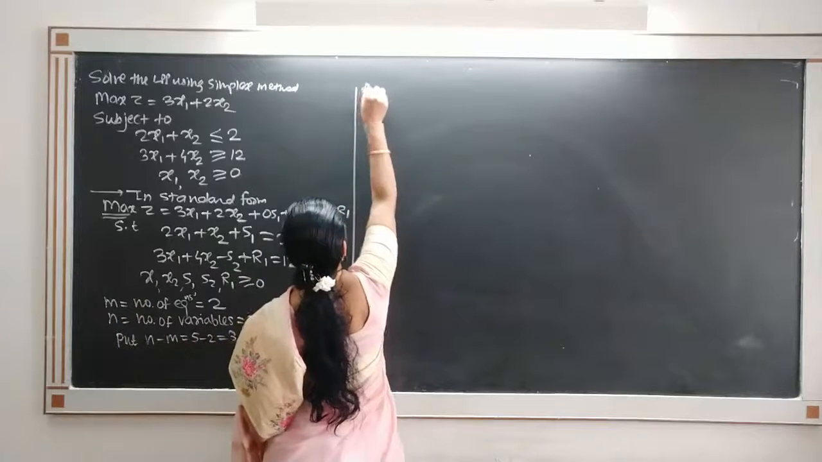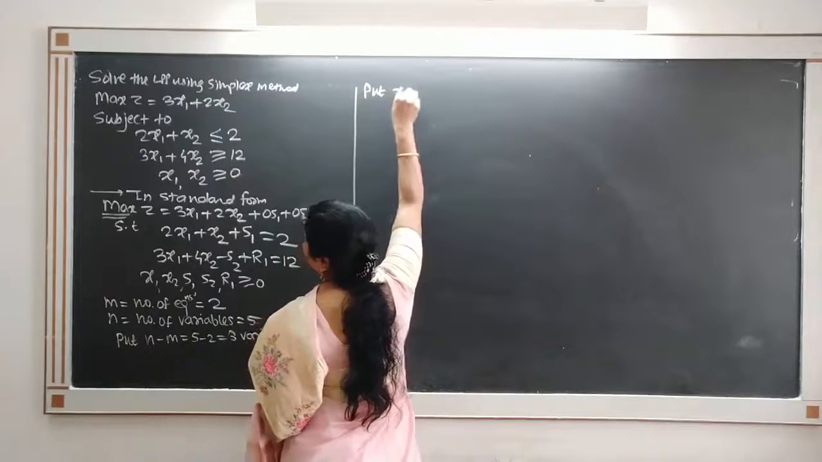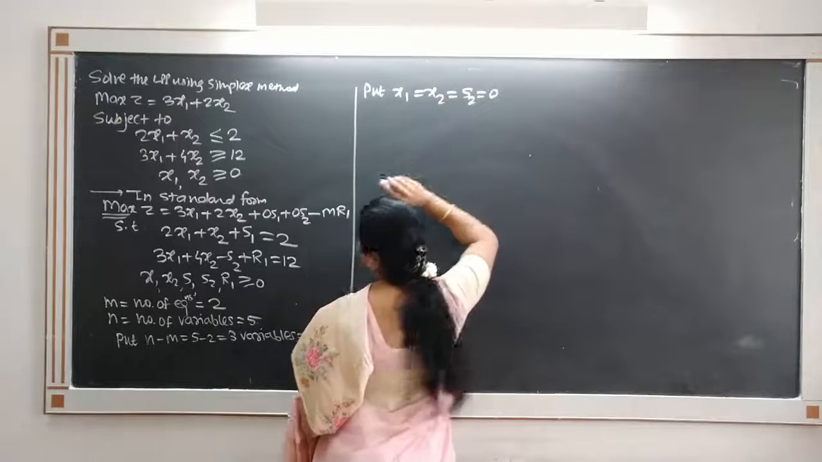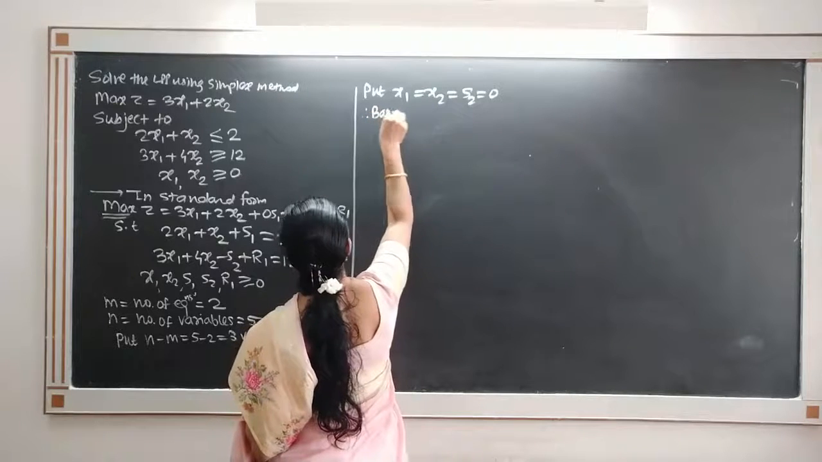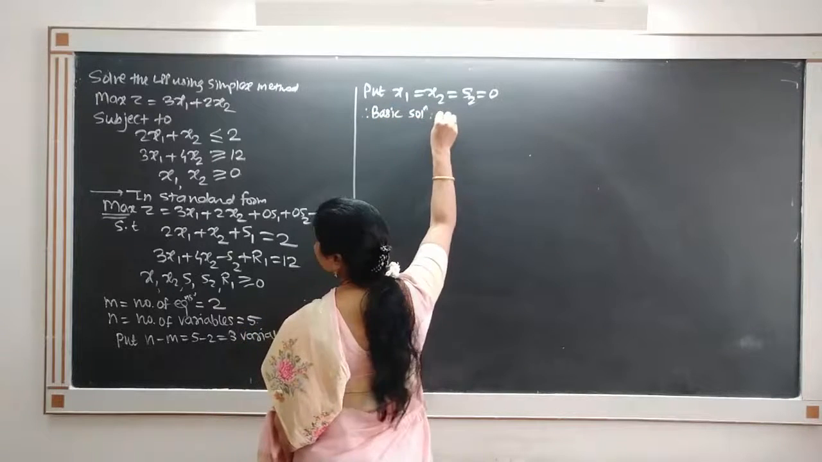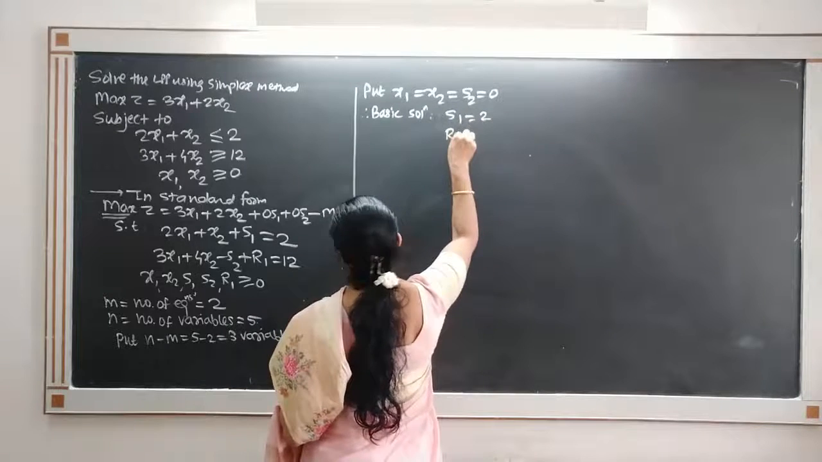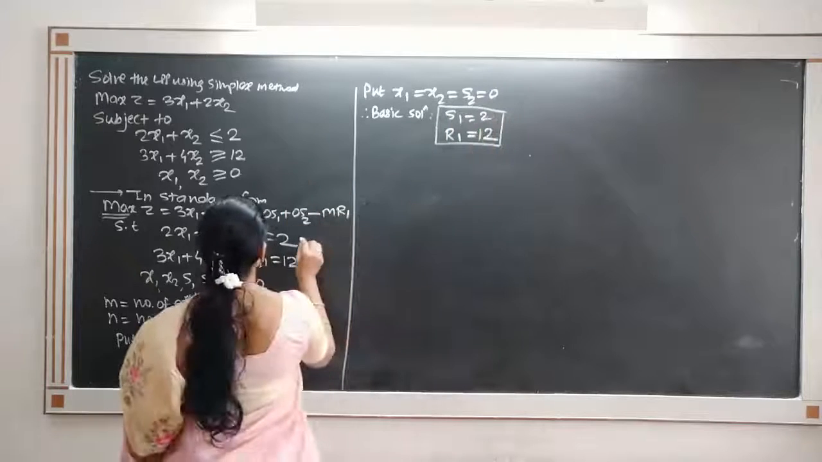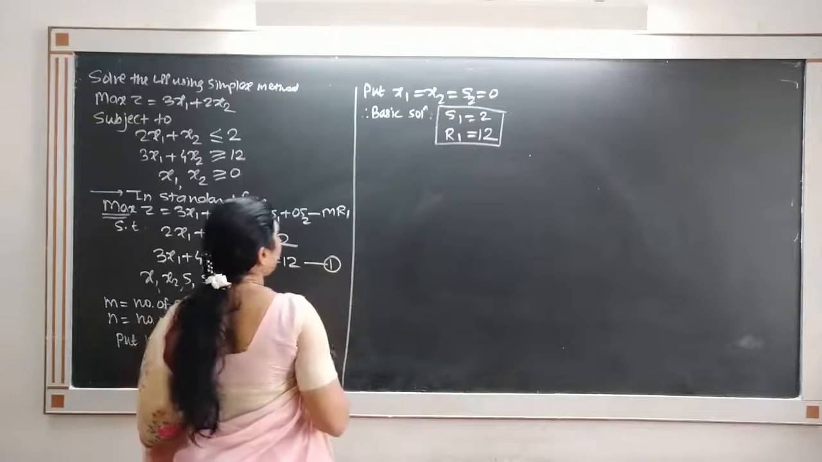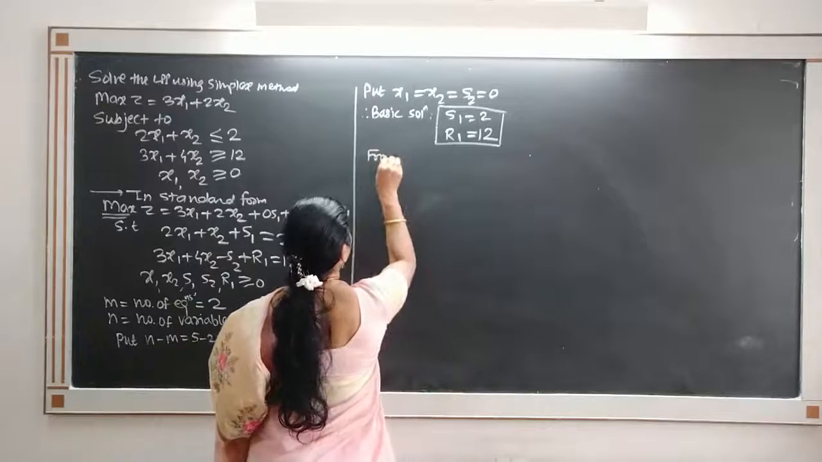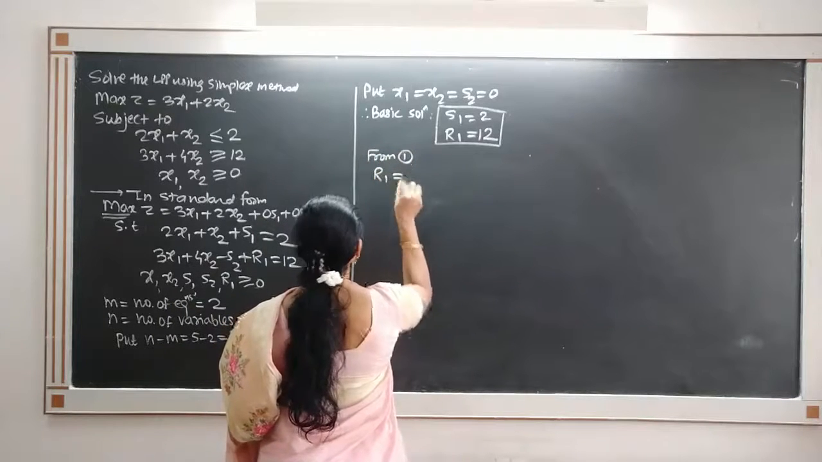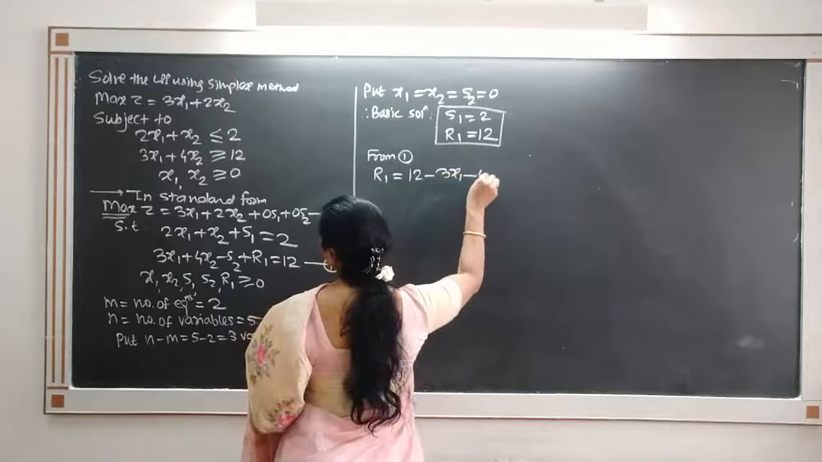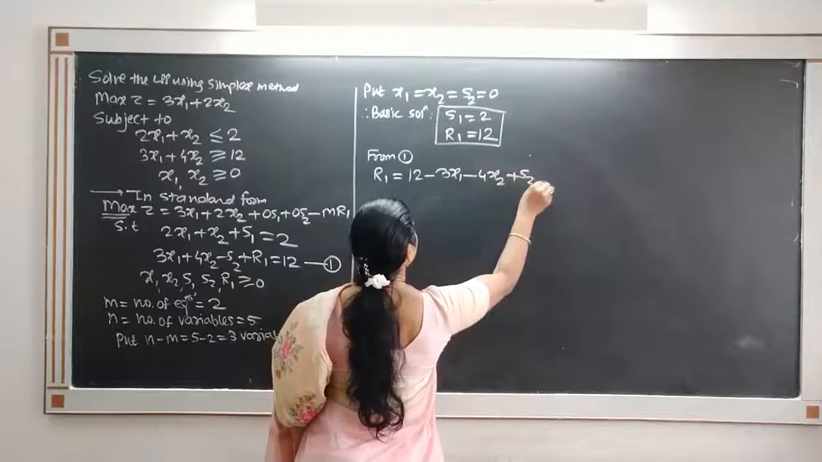We put x1 equal to x2 equal to s2 equal to 0. So we get basic solution as s1 is equal to 2 and r1 is equal to 12. This is basic solution. Now from equation 1 we find the value of r1. r1 is equal to 12 minus 3x1 minus 4x2 plus s2.